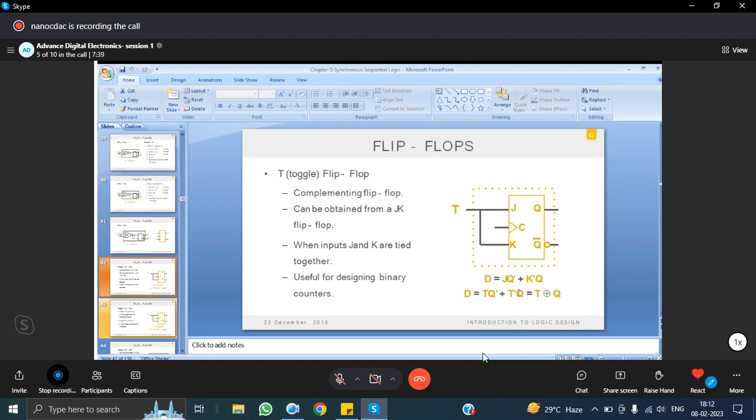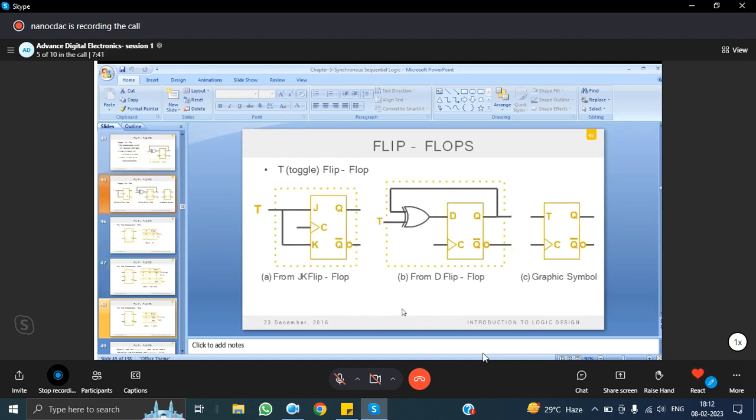T flip-flop also we have seen. I'm not going deep into it. JK flip-flop, you are tying two inputs, you are making it a T flip-flop.